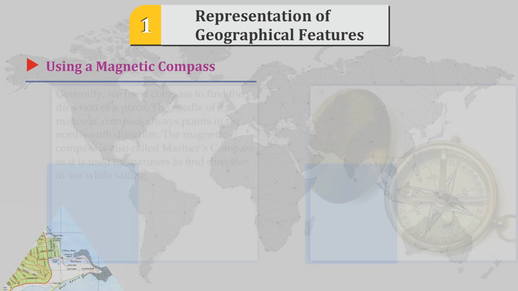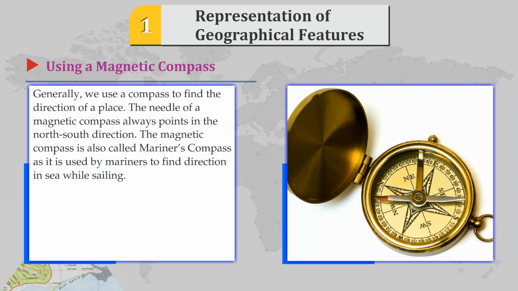Using magnetic compass. Generally, we use a compass to find the direction of a place. The needle of a magnetic compass always points in the north-south direction. The magnetic compass is also called mariner's compass, as it is used by mariners to find direction in sea while sailing.